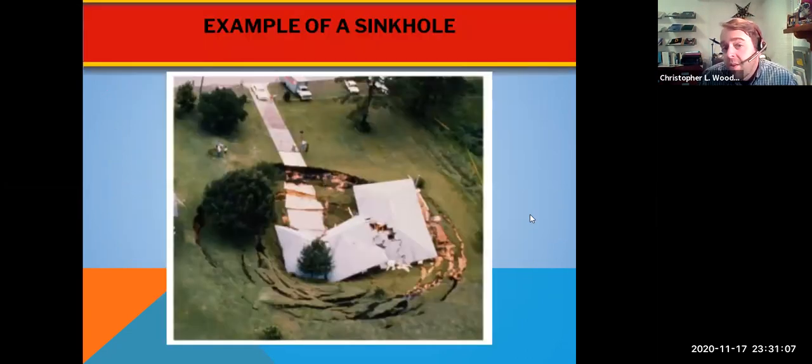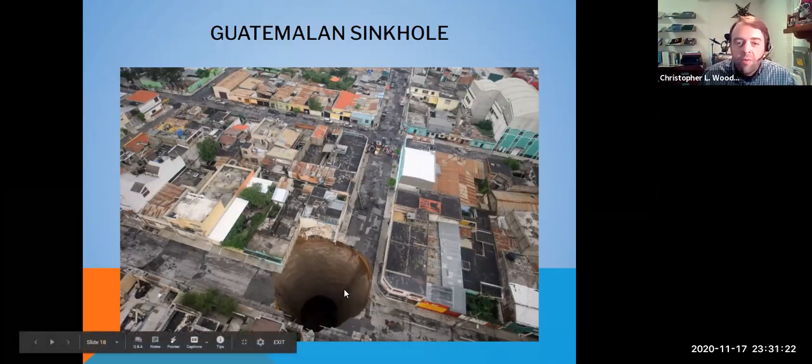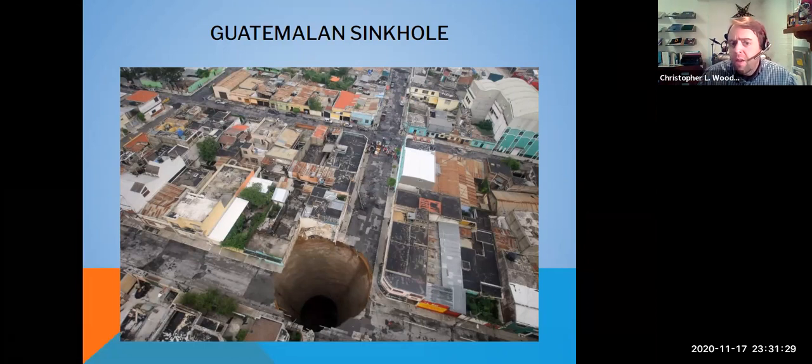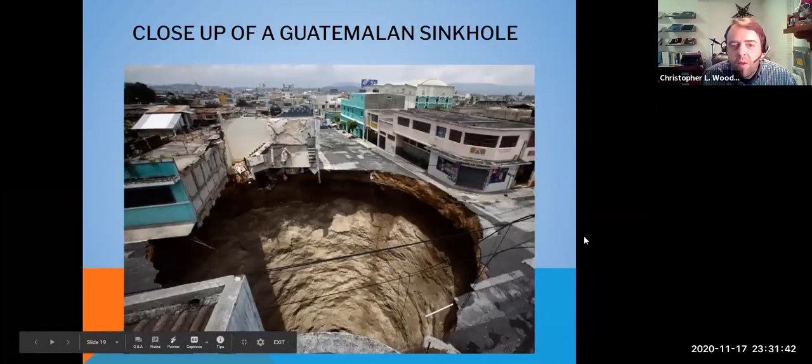Here's an example of a sinkhole created by carbonation of limestone. Here's one in Guatemala. It looks fake. It is real. Now, some of these sinkholes, of course, can form as limestone is dissolved. It could also occur because a water leak underground can erode the sediment there and break down the limestone as well. But sinkholes can be quite a big problem. Here's that sinkhole up close.